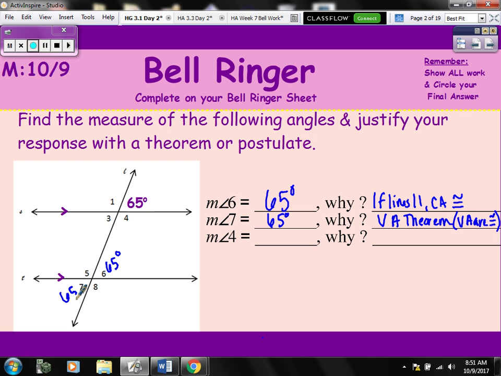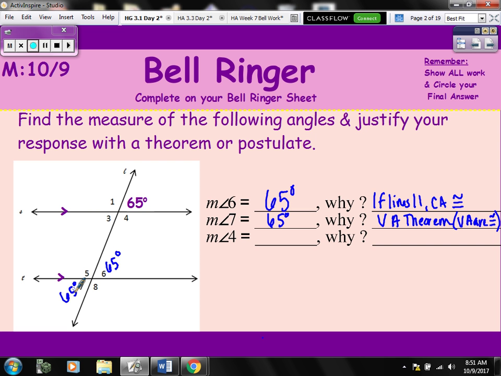What's the other reason you could have picked instead of that, Brett? Alternate exterior angles possible. Good. Alternate exterior angles, it's a theorem though. Or you could say if lines parallel, alternate exterior angles congruent, AEA congruent.